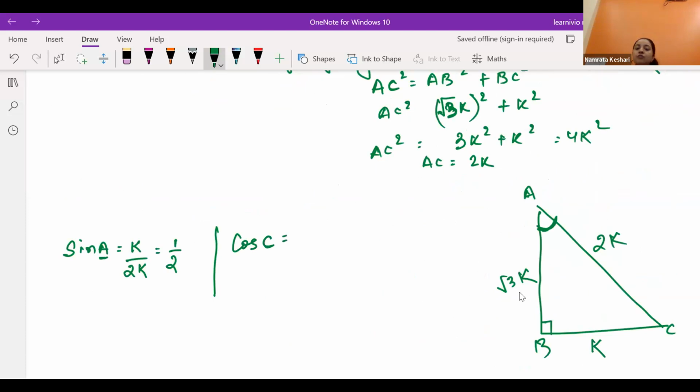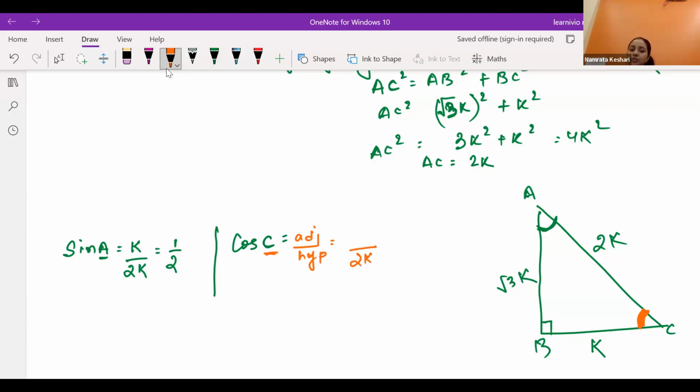Now what was the formula for cosine? Adjacent over hypotenuse, or base over hypotenuse, whatever you call it. But this is with reference to angle C, keeping in mind that the angle mentioned here is angle C. Accordingly, which one is the adjacent side and which one is the hypotenuse?